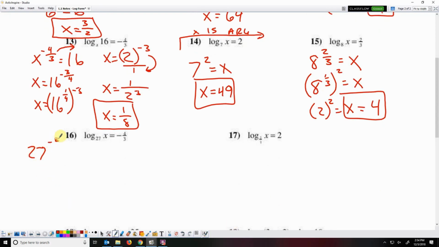27 to the negative 4/3 power equals x. So I'll split that up again. 27 to the 1/3 power to the negative 4th. What times itself 3 times makes 27? 3 times 3 times 3 is 27. So 27 to the 1/3 power is 3.